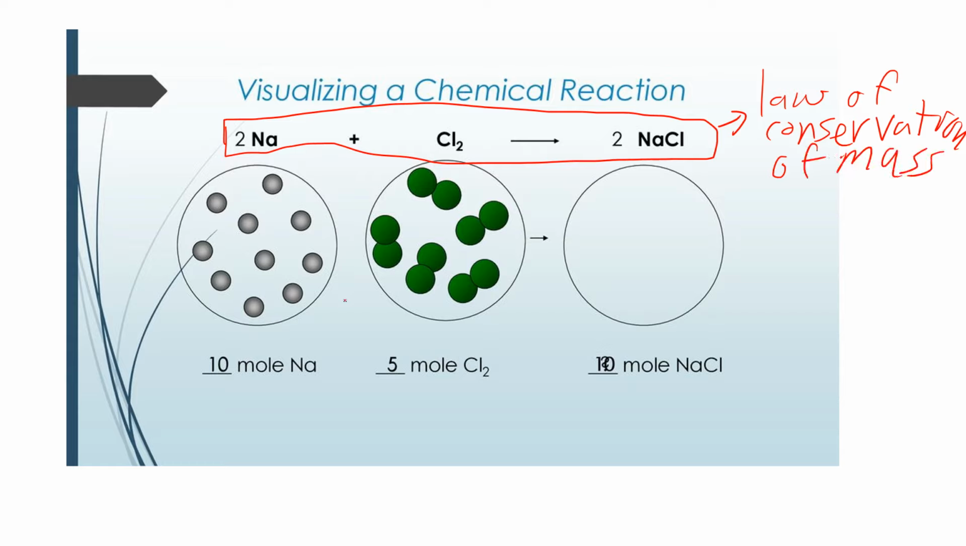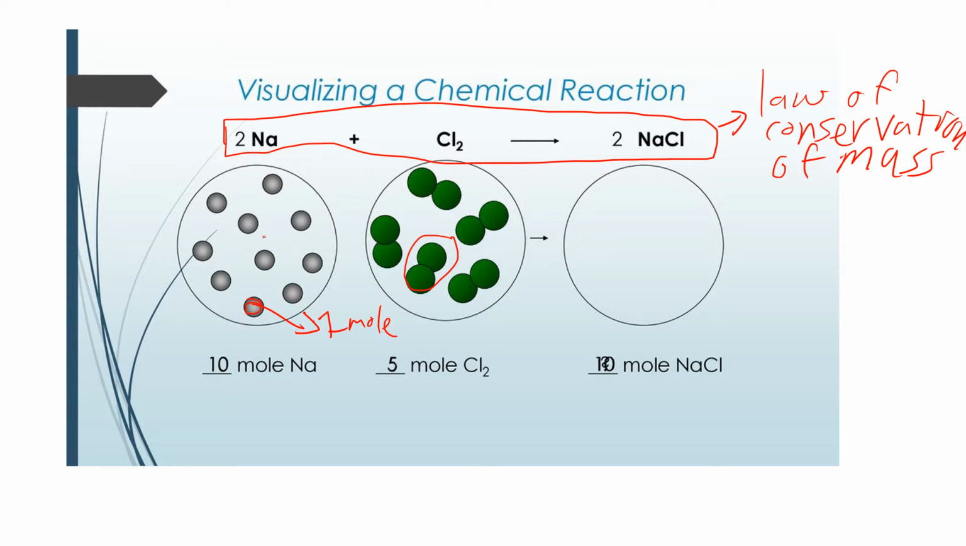So if we start with 10 moles of sodium, each of these circles represents 1 mole, not one sodium atom, 1 mole, but you can think of it like 1 sodium atom. And each of these diatomic gases, 2 atom gases, represents 1 mole of chlorine gas. And finally we have the product.